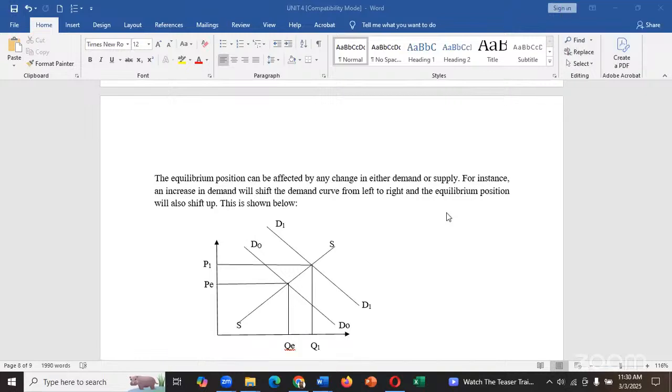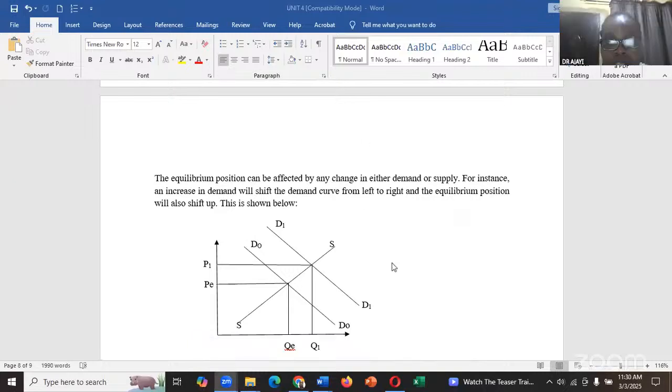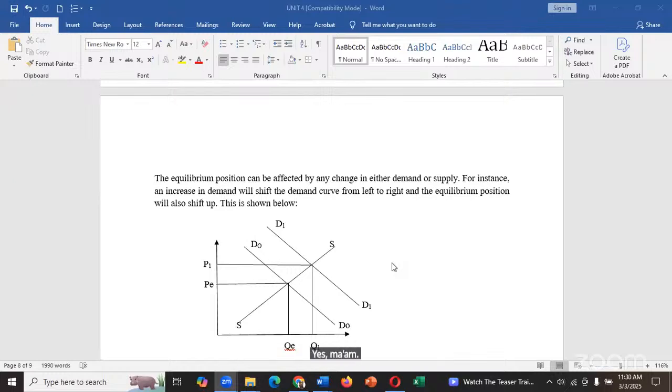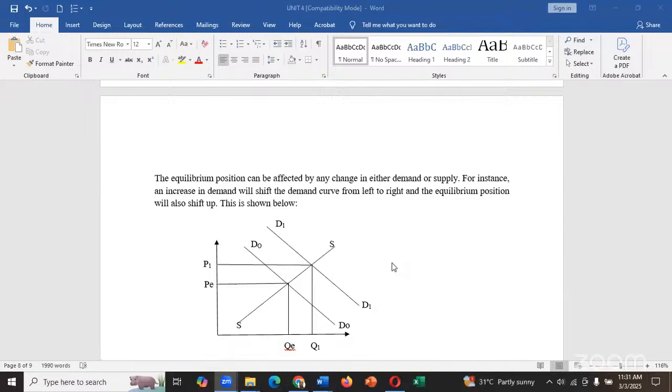Oh, so I'm the one that wrote the stuff you're looking for. I mean, constant equilibrium price. Is that the response to the question I asked on the chat? Yes, ma'am. That if both demand and supply shifted, a decrease in demand and supply, the equilibrium price will be constant. So you said we will have constant equilibrium price.